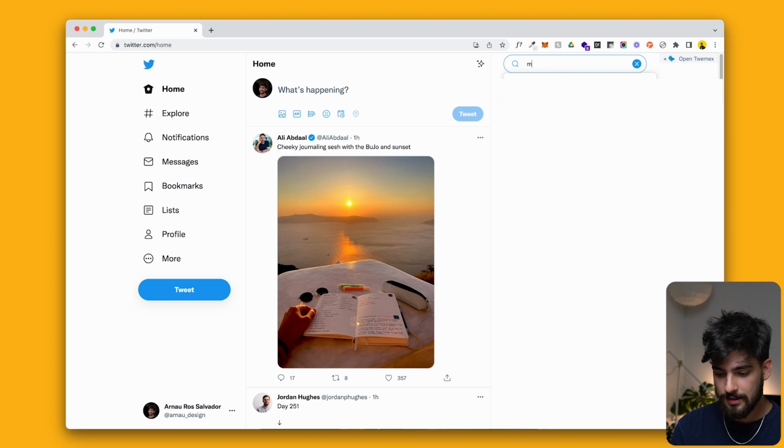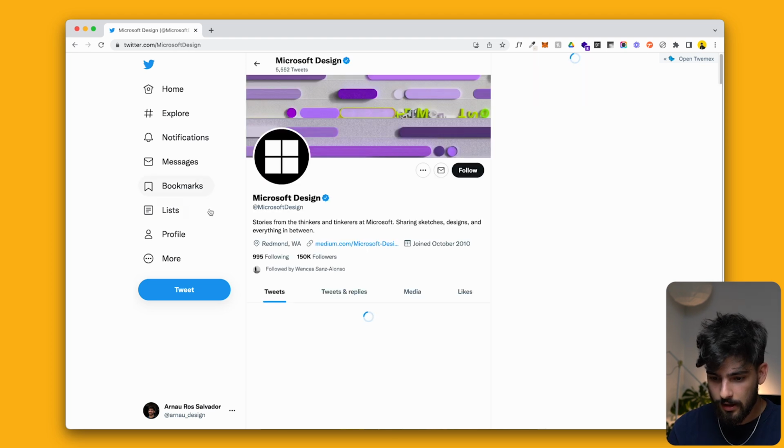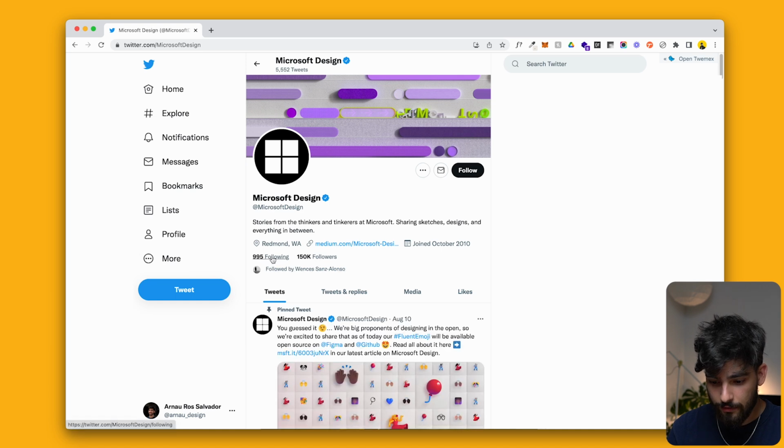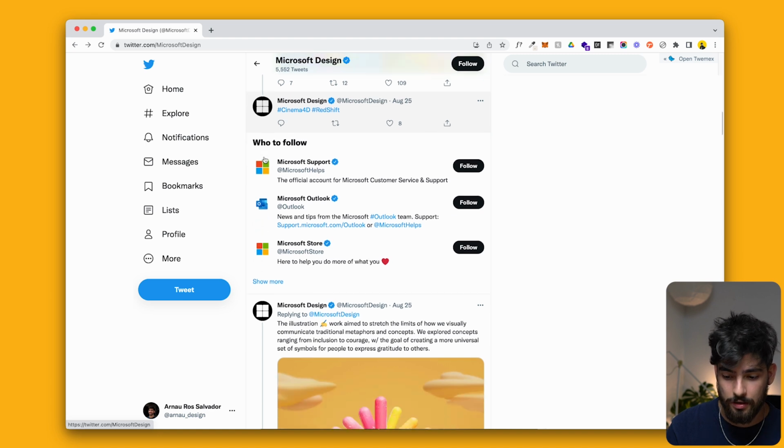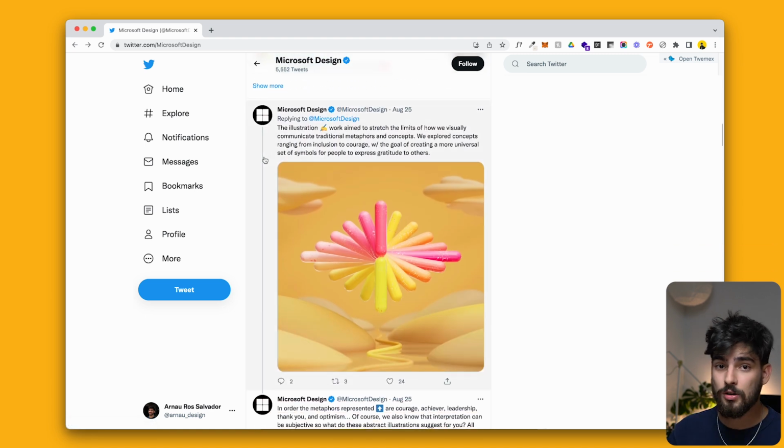But for Twitter, it's the same exact thing. If I wanted to go into Microsoft Design, I would go ahead and click into Microsoft, look at who they're following, maybe look at some designers that they've retweeted. And in this way, you start to understand what the designers are talking about, what the designers are doing, what kind of work they're looking at, what kind of work Microsoft is looking at.